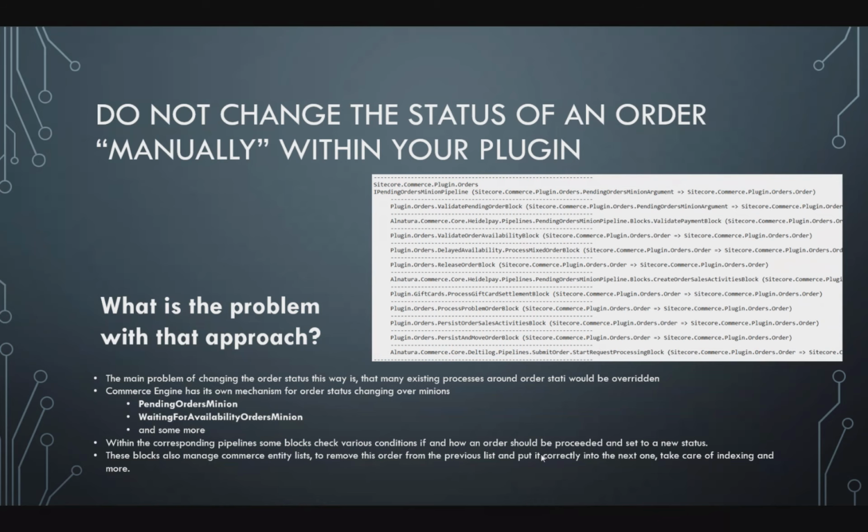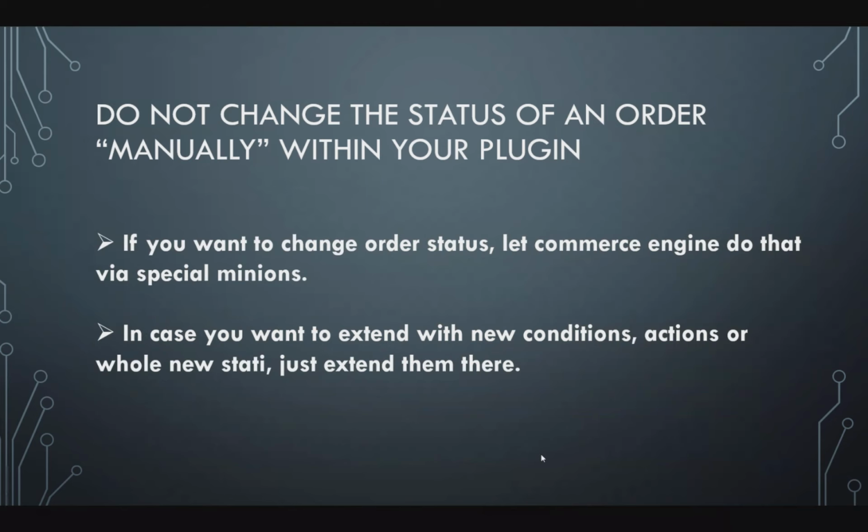how can we transition the order to another state and correctly transition that order to another state. Like for example, removing the order correctly from the first entity list and adding it to the next entity list. There are some processes around that, so simply changing the order status is also done by Sitecore itself. So my recommendation is, if you want to change an order status, just hook into that pipeline of the minions and implement your logic there instead of doing that completely on your own. You would cause some side effects.